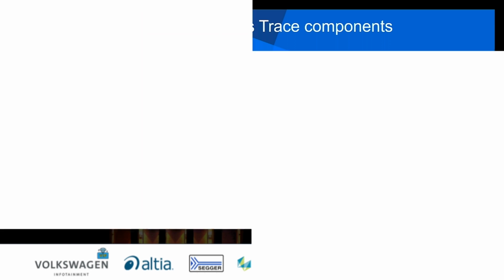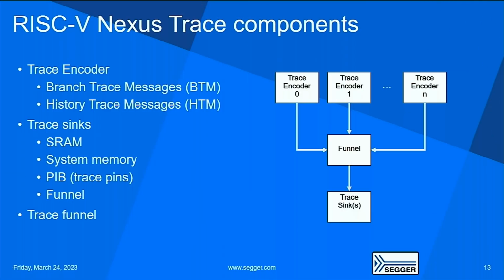So let's talk about the Nexus Trace components. Again, we have a trace encoder. Here in the Nexus Trace encoder, they have again 2 variants. One is the branch trace messages and one the history trace messages, where the history trace messages are a superset of the branch trace messages. So if you say you just need rudimentary trace support, you implement the first one, and if you need some additional bandwidth with extra compression, you use the second one.